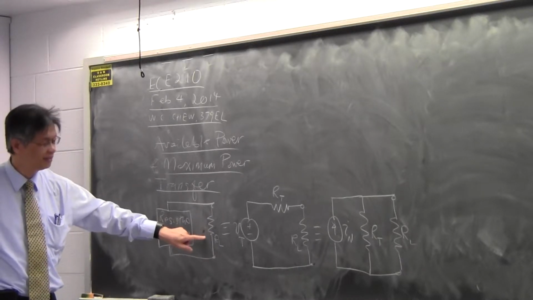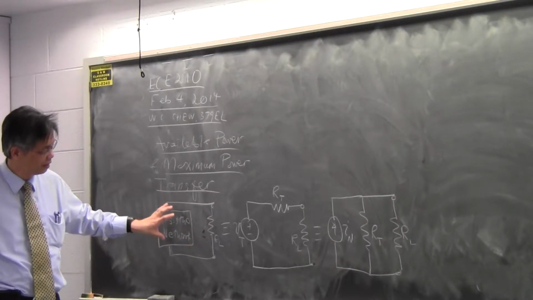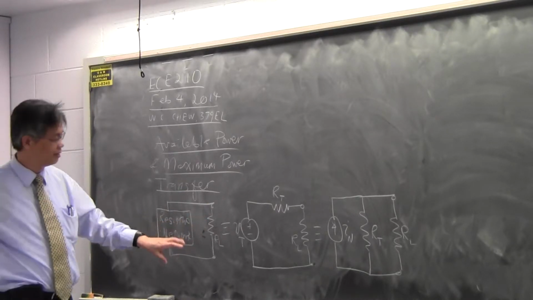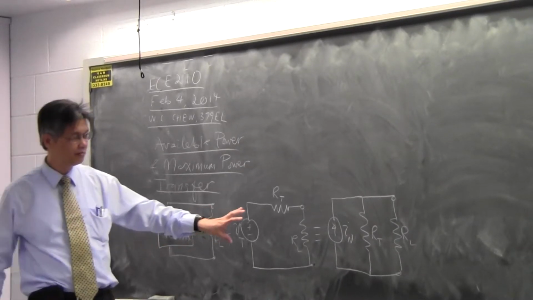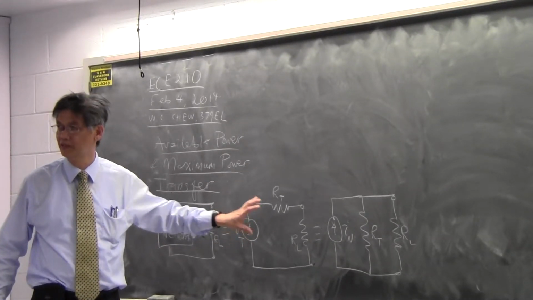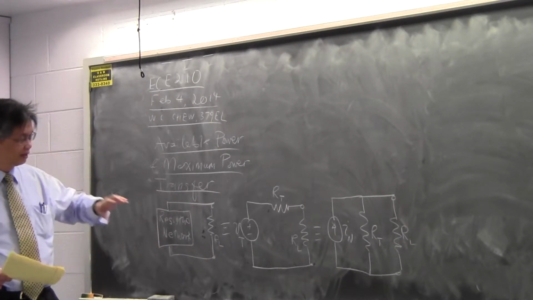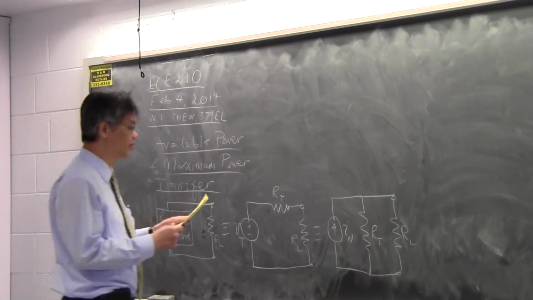Okay? How should I design this R sub L so that maximum power has been transferred from these sources inside to that load outside? So instead of working with this rather complicated looking circuit, I work with this much simpler one, because I know that the two are equivalent to each other. So we are going to discuss this topic of maximum power transfer and available power that you can extract from this resistive network. So the problem is rather simple.